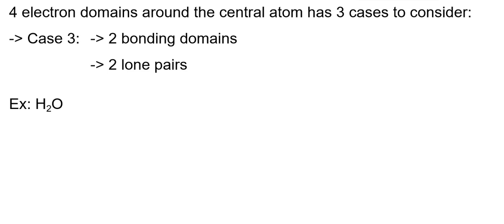The last example I'd like to do for you is water. And we're probably fairly used to drawing out water in a bent shape, looking like this. Again, it's important to remember those lone pairs on the oxygen. So, what do we know about this one? Well, we know that the electron domain geometry is still going to be tetrahedral.